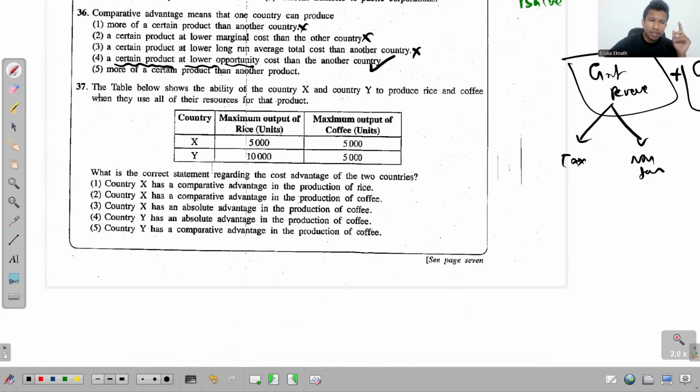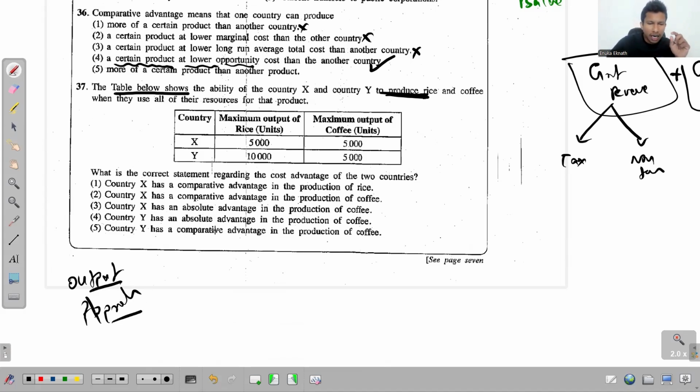Okay, so we will move to this question 37. It says the table below shows the ability of country X and country Y to produce rice and coffee when they use all of their resources for that product. Okay, so the most important word here is the table below shows the ability to produce, which means this is the output approach, right? This is about the output approach.